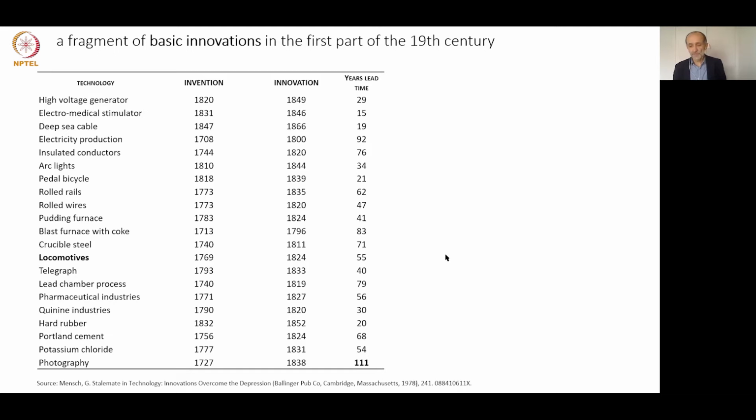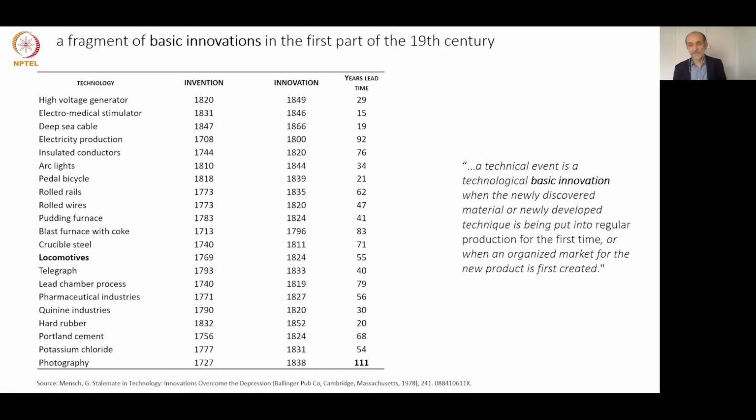So, but how do we define basic innovation? Let us use the definition originally suggested in the book of Mr. Mensch, that a technical event is a technological basic innovation when the newly discovered material or newly developed technique is being put into regular production for the first time. Regular production, this is very important. Regular production means we have a cycle in which we produce, sell, and we earn enough resources in order to continue our production.